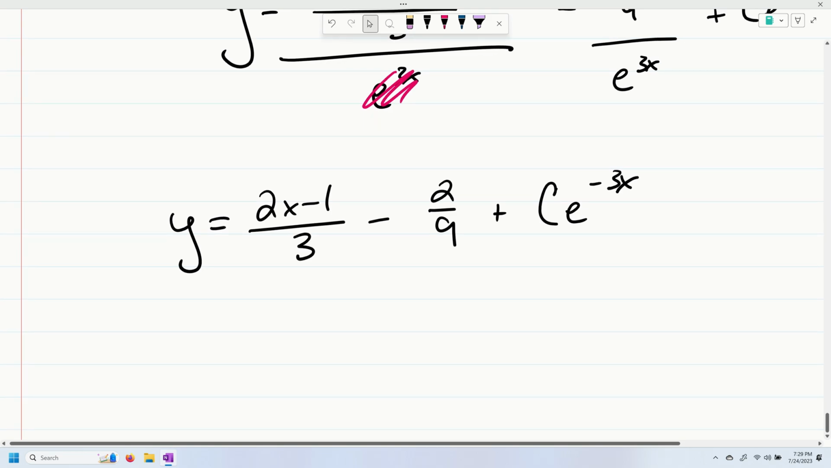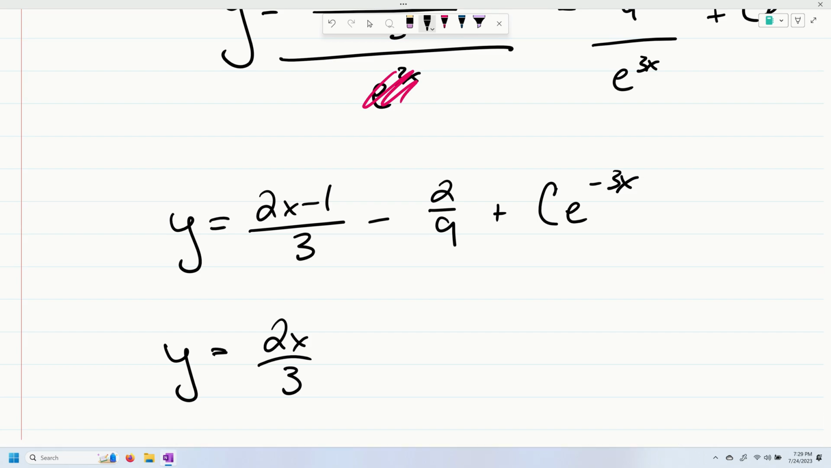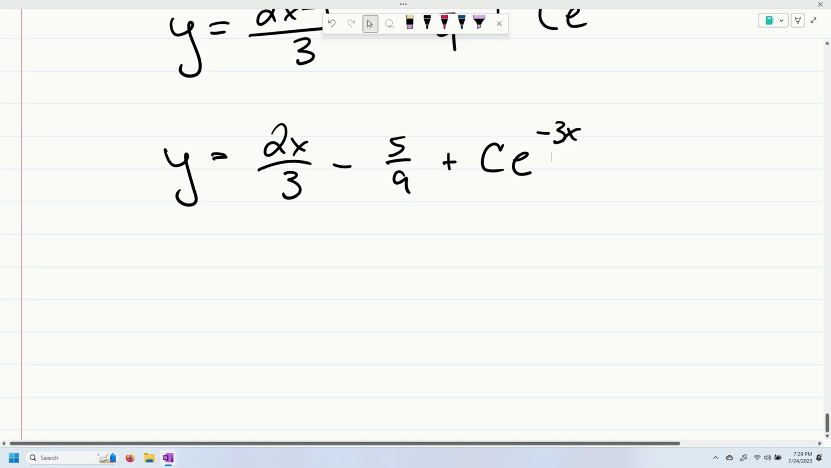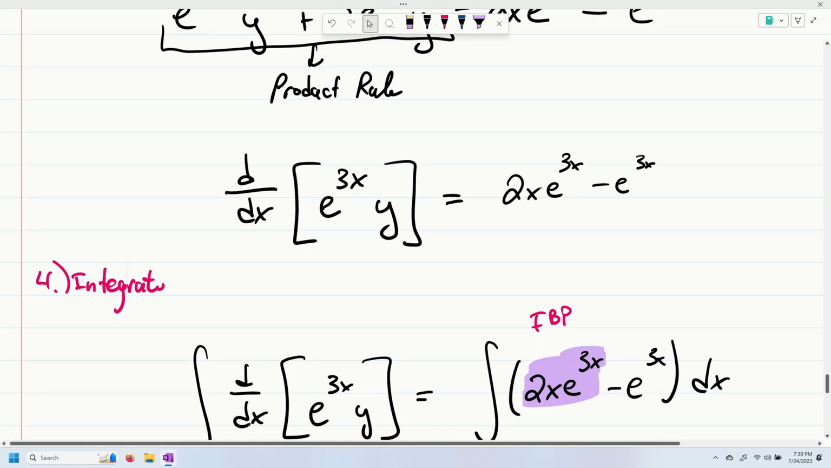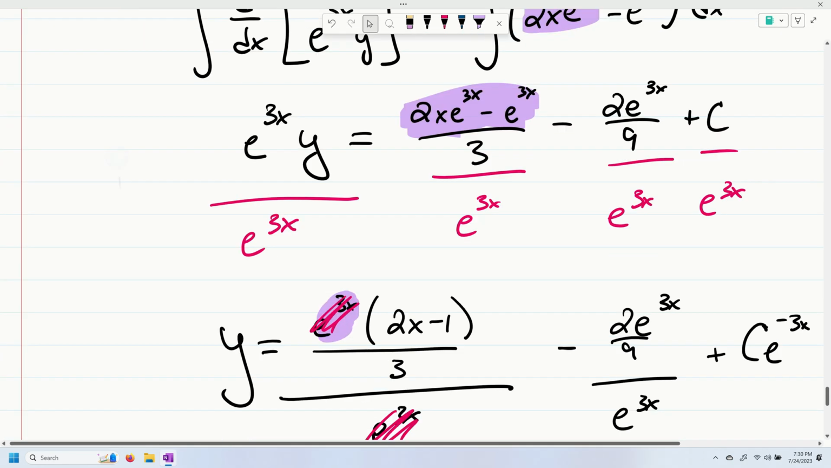And you can separate and group like terms to give you y equals 2x over 3 minus 5 over 9 plus c e to the negative 3x. And the last thing we need to do, which is step 5, is find c given the initial condition. What was it? y of 0 equals 3. Yeah, y of 0 equals 3.